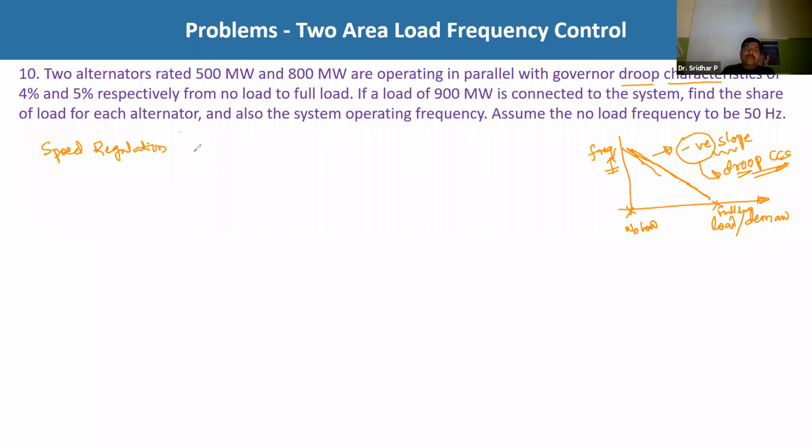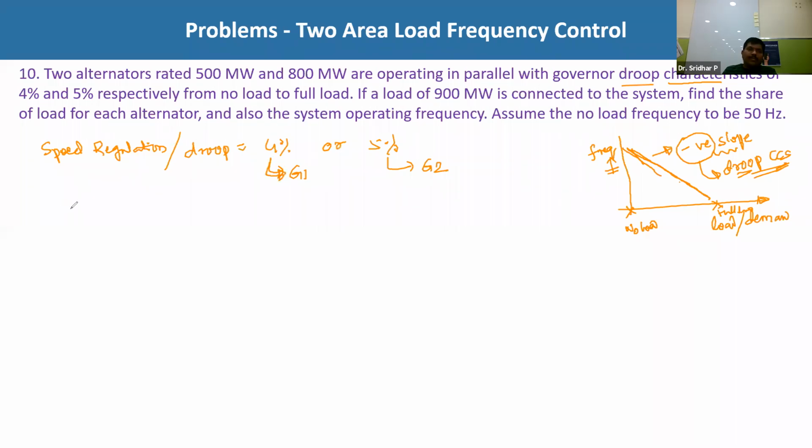Droop is nothing but 4% or 5%. This is of generator 2 or alternator 2. This is of generator 1 or alternator 1. So from no load to full load, the speed regulation, or the slope, is nothing but 4%.